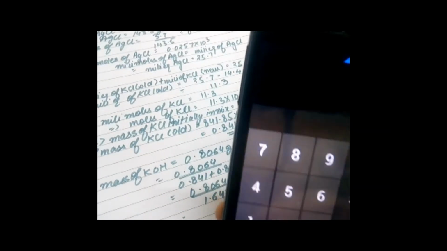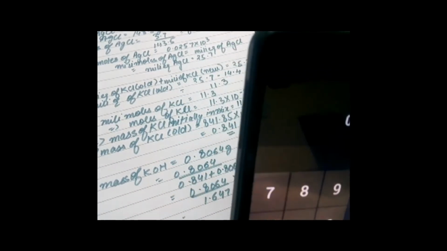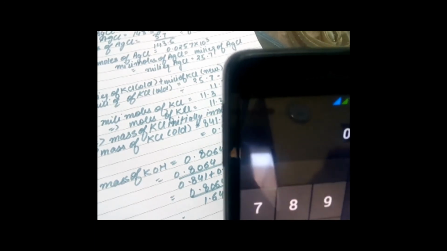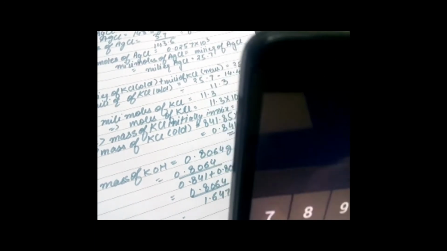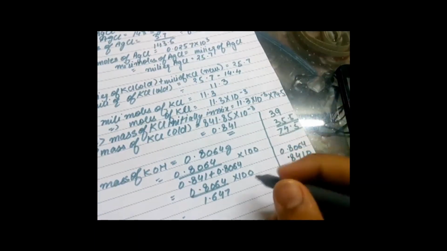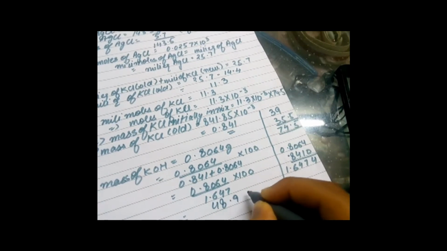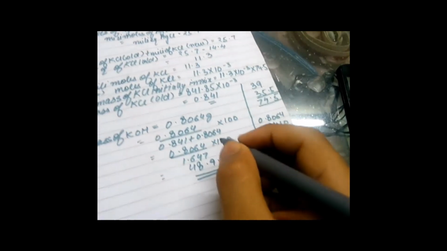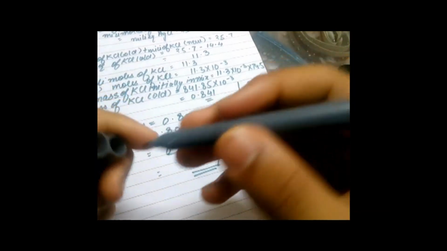Once again I'll be using the calculator here, and I'll be dividing 0.8064 by 1.647, and we are getting 0.489, which will be multiplied by 100 to give 48.9%, and this is the final answer.